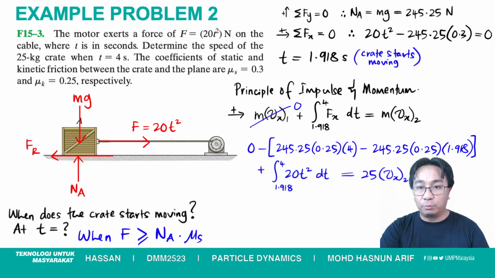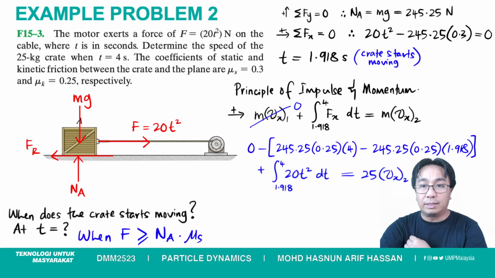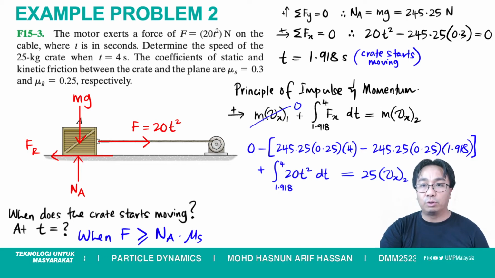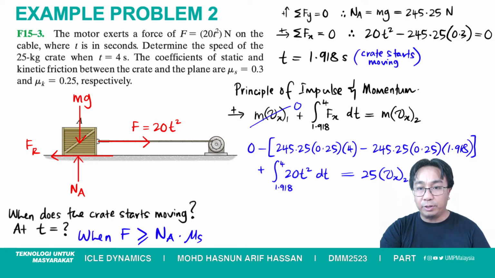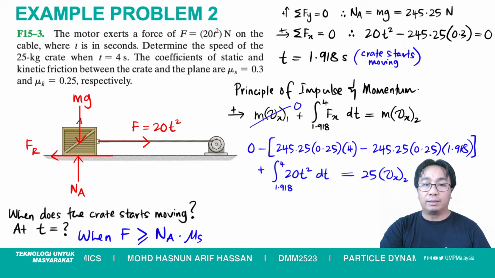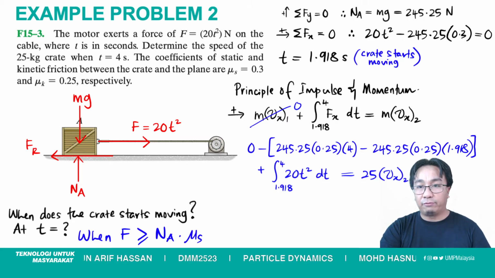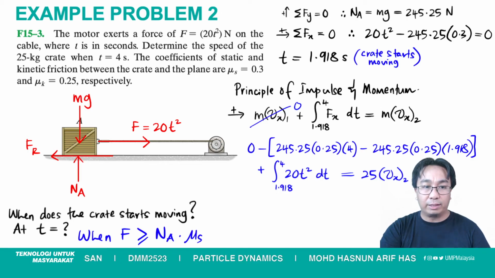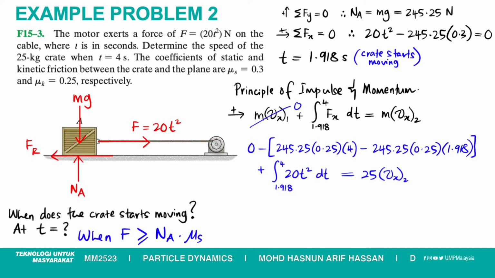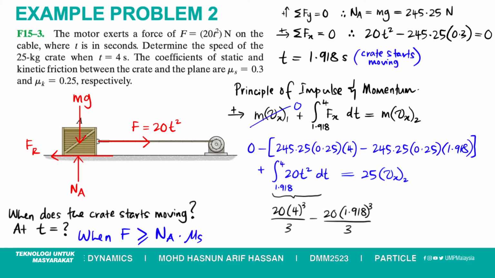And we also need to do the integration of the variable force, integrate from 1.9 until 4 of 20t squared dt, which is equal to 25 vx2. Vx2 is the one that we are interested in finding. So for the integration of 20t squared dt, what you will get is 20t to the power of 3 divided by 3.